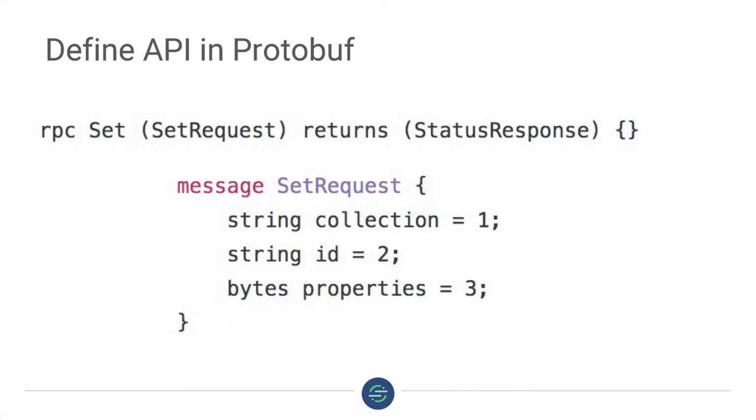So this is how it works if you're actually building a service with gRPC. First off, you define your API in Protobuf, which is the encoding language I talked about earlier. So you just write out a spec for what methods you're going to have in your service and what they're going to take in and what they're going to respond. In this example, you'll see that we have a set method which takes in a set request and returns a status response. The set request is a struct that's defined right underneath, and it has 3 fields: a collection that's a string, an ID that's a string, and some loose bytes, which are properties.